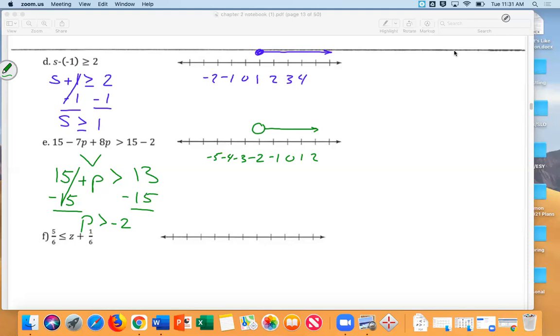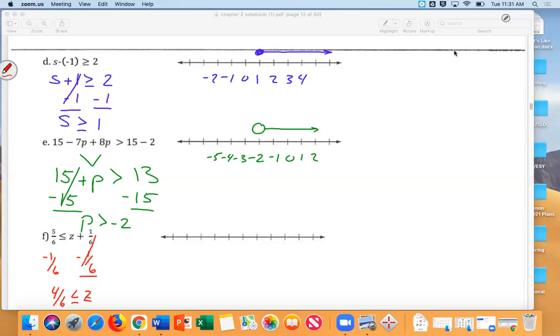Now, Grace, I know we have fractions here in the bottom one, but how would you get rid of plus 1/6? So we subtract it. Just because it's a fraction, Grace, we don't treat it any different. So 5/6 minus 1/6, it's 4/6. So I have 4/6 is less than or equal to Z.